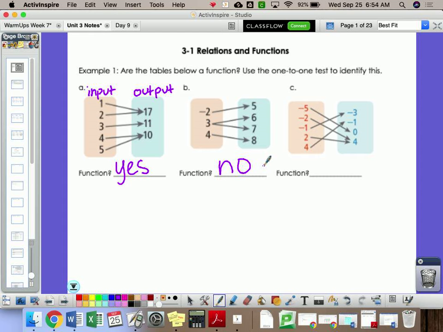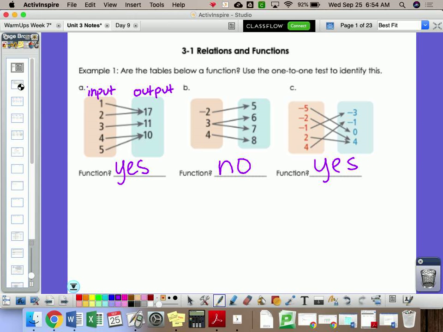All right, looking at the next one, our inputs, -5 is going to one number, -2 is going to one number, -1 is going to one number, 2 has one number, 4 has one number. They're all going to one place, so we would say, yes, this is a function.